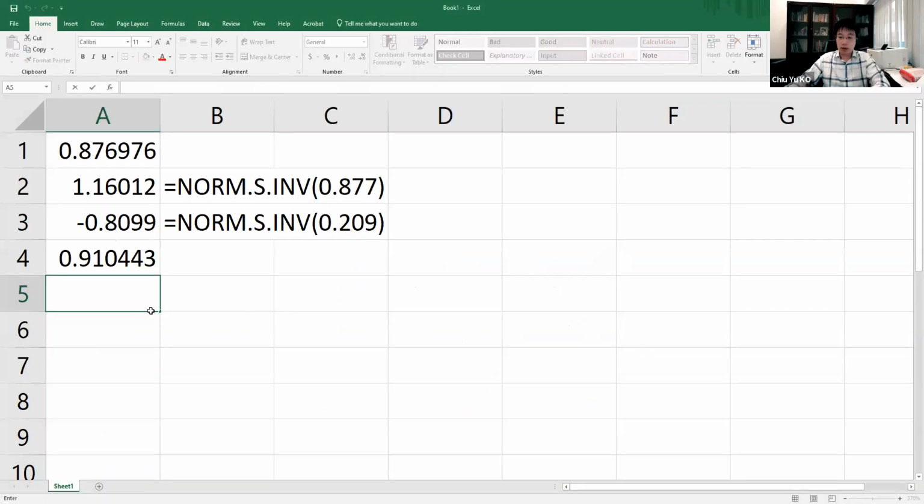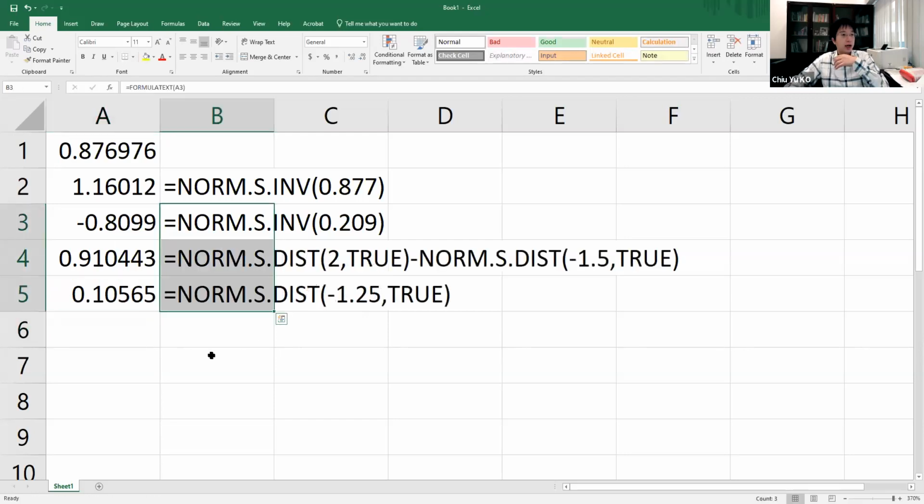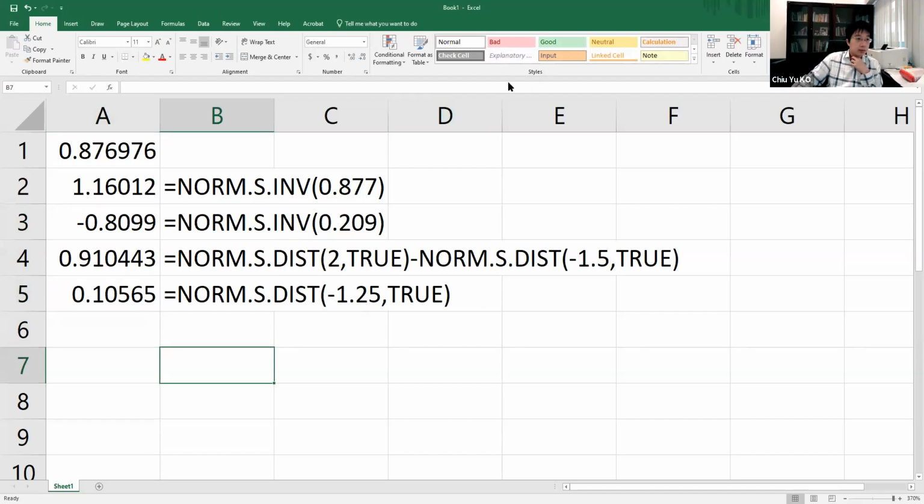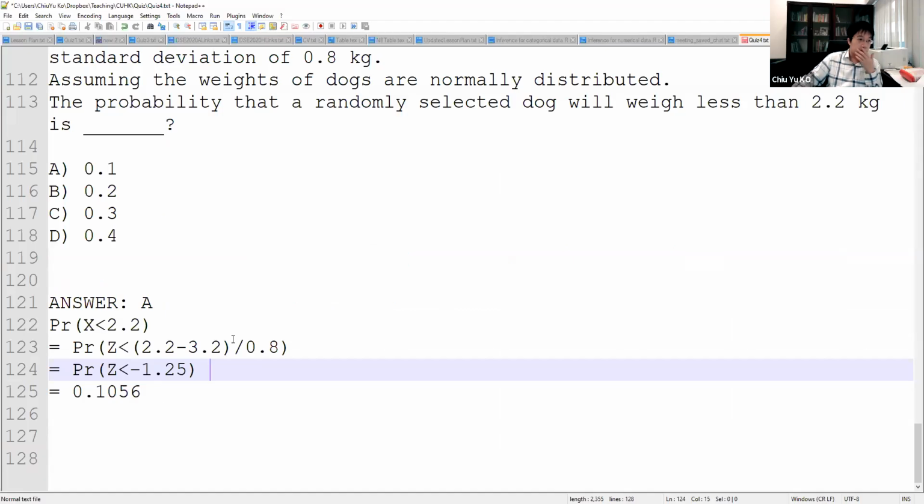This is NORM.S.DIST, negative 1.25, TRUE. So this is the answer. That's why the last answer is 1.05, so the closest is A. Okay, any questions about the quiz?